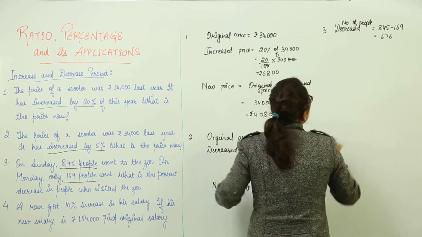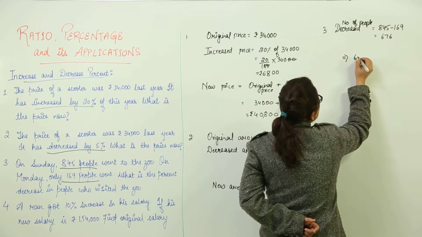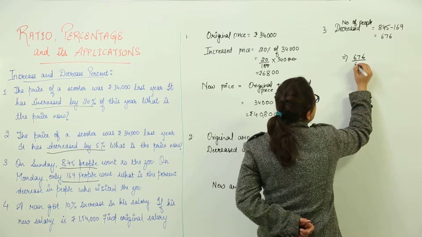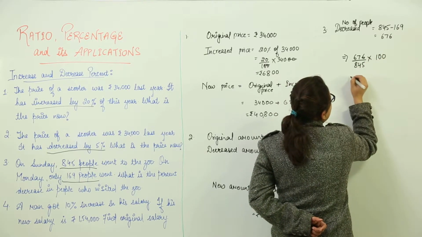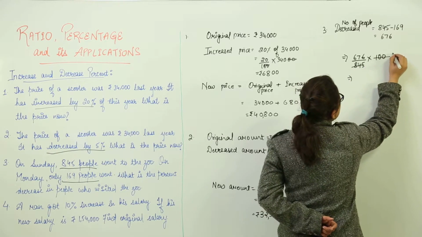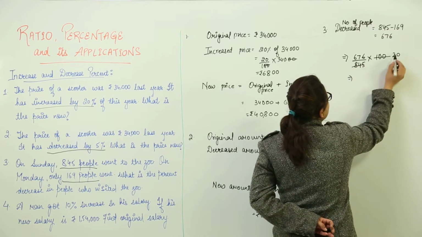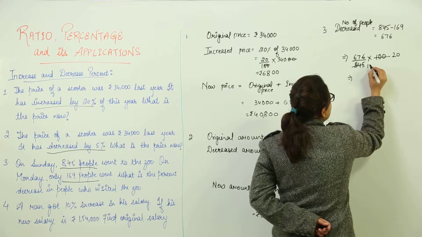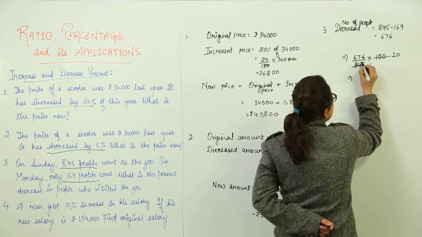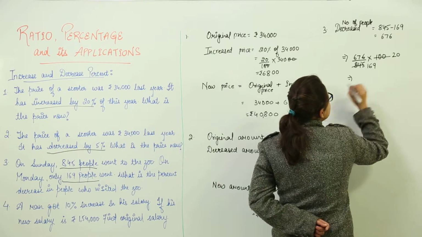So over here we have the decreased number of people as 676, the original amount of people were 845, and you multiply this with 100. So when you simplify this, you would get 5 2s are 10 and 0, 5 1s are 5, 6 7 8 34, 5 6 are 30, left with 4 45, 5 9s as 45.